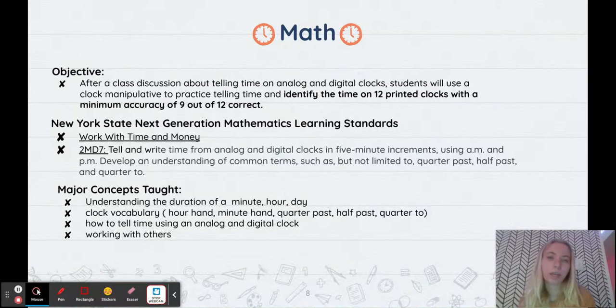Major concepts that are taught in this lesson are: understand the duration of a minute, hour, and a day. A minute is 60 seconds, an hour is 60 minutes, a day is 24 hours. Clock vocabulary that was mentioned before, how to tell time using an analog and a digital clock, and working with others.